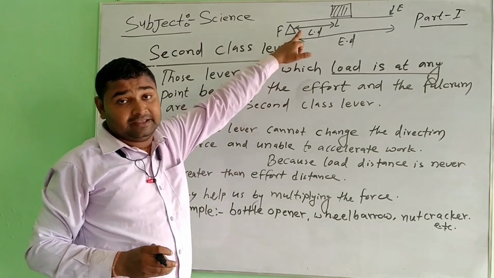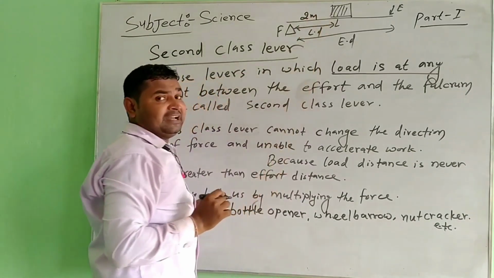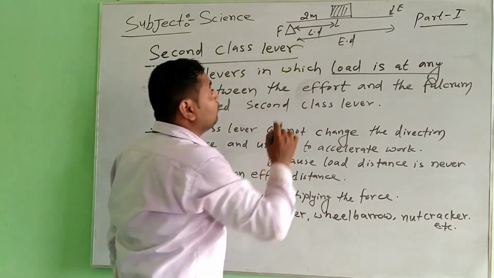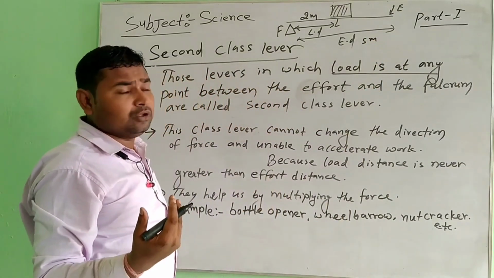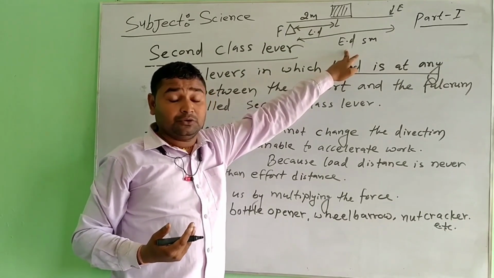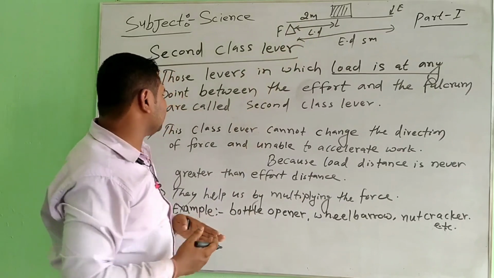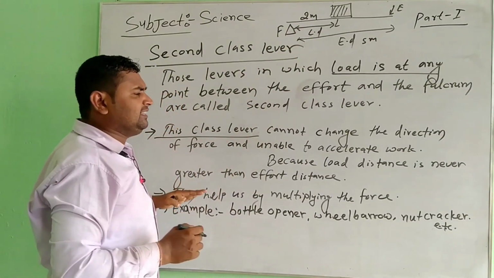Have you seen here? Suppose the load distance is 2 meter, then the effort distance may be what? More than 2 meter. It means it may be 5, 10 or 6. It means more than 2 meter must be the effort distance. In which class lever? In second class lever.